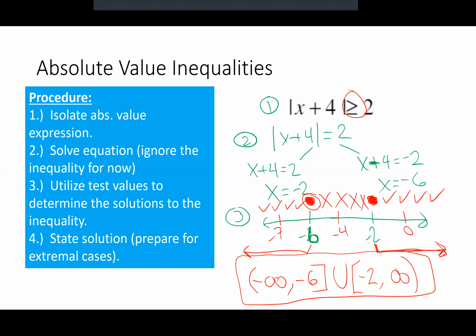That's everything for absolute value equations and inequalities. As with all things, you'll need to be practicing this, but if you notice, test values is really what you're going to be using a lot for the inequalities. You've already done this with polynomial and rational inequalities. Good luck.